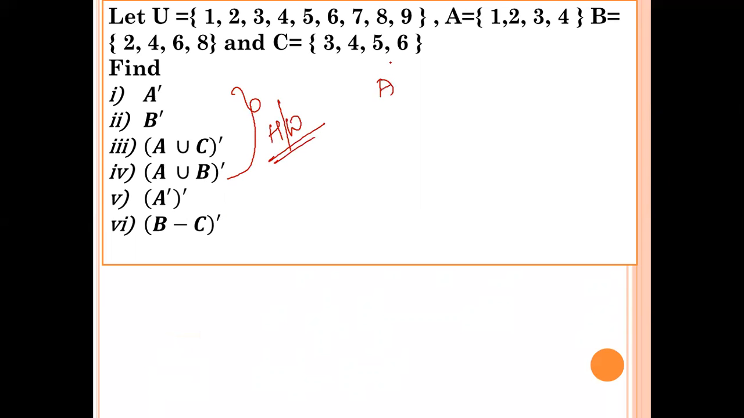A dash, that is, U minus A. What is B dash? You'll do U minus B. What is A union C whole dash?